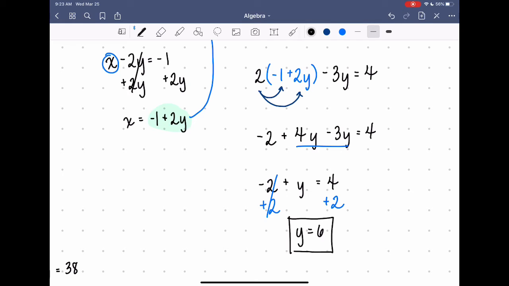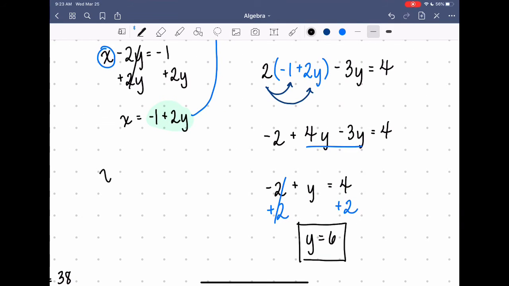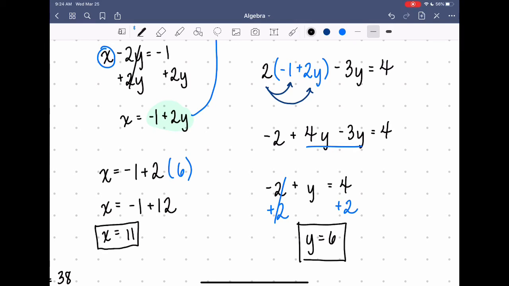Okay, so I solved for my y, but I need to know my x still. So I'm going to take that y and I'm going to plug it right in over here, because this equation is already set up to tell us the value of x. x is already isolated, so it'll be the easiest one to plug in. So I'll plug in the 6 as my y, so it'll be x equals -1 plus 2 times 6, because that was my y value. So x equals -1 plus 12, and -1 plus 12 is just a positive 11. So now I know my x and my y, and my ordered pair would be (11, 6), and that is my answer.